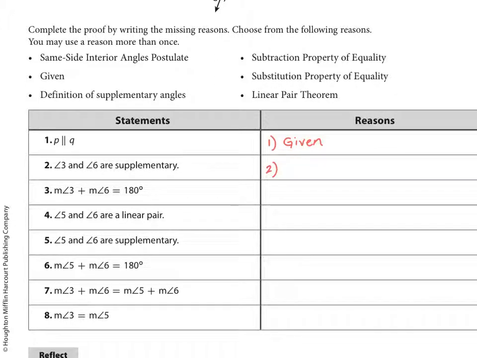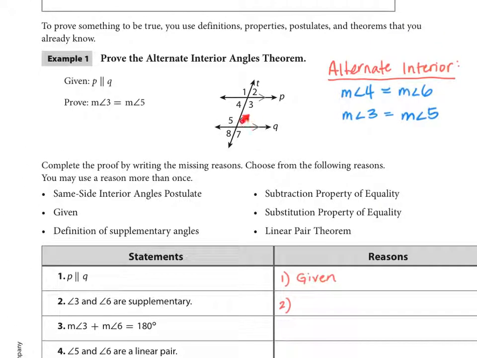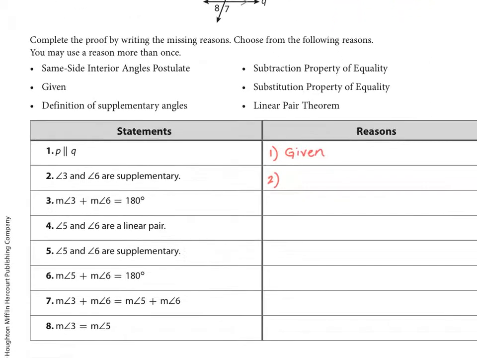The second statement says that angle 3 and angle 6 are supplementary. Taking a look at the picture, angle 3 and angle 6 are same side interior because they're both on the right side of the transversal and inside of our parallel lines. So they're supplementary because of the same side interior angles postulate. I'm just going to write down same side interior. That's enough to show that you know that relationship.